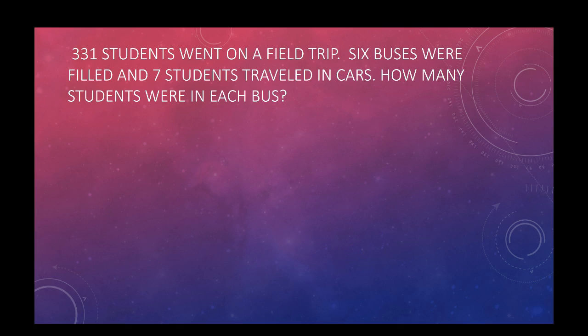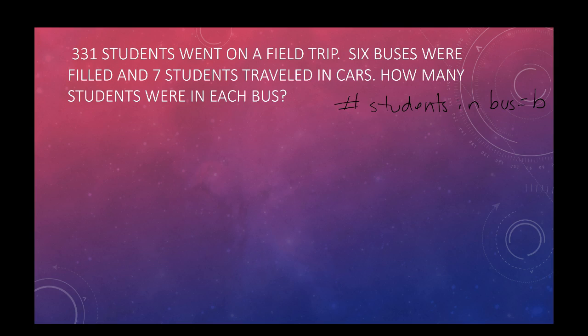Okay, let's look at the next one. 331 students went on a field trip. 6 buses were filled and 7 students traveled in cars. How many students were in each bus? So the question says how many students were in each bus. So our unknown is number of students in a bus. So we'll make that a B.